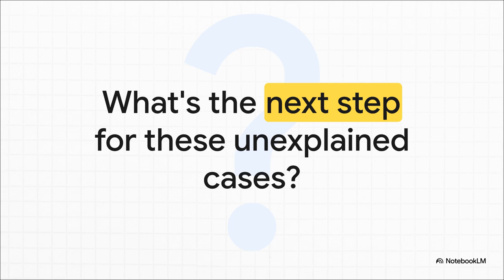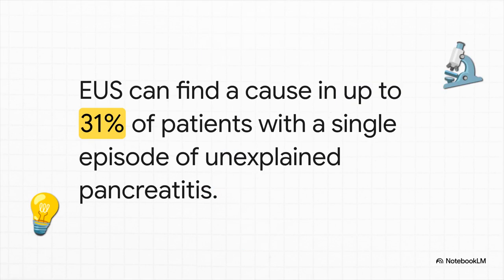So as a trainee, this is where you're at a crossroads. Do we just stop the workup and say, we don't know? Or do we dig a little deeper for our patient? Well, the guidelines give us a really clear path forward. The answer, it turns out, is EUS. The guidelines strongly suggest this is the next powerful step. And get this, in almost a third of these so-called idiopathic cases, EUS can actually find the hidden culprit that all the other imaging missed.